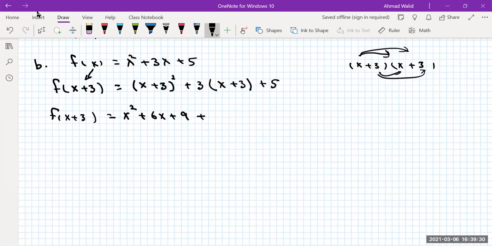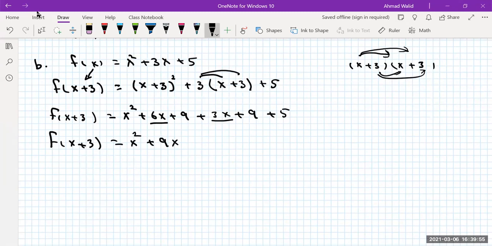Plus, here I'll distribute 3: 3x plus 9 plus 5. Now I'll combine like terms and I'm done. F of x plus 3 equals, I have x squared, I'll keep my x squared. I have 6x here, 3x here, it gives me 9x. I have 9, 9, and 5. 18, 18 plus 5, 23. That's it. I'm done with part B.